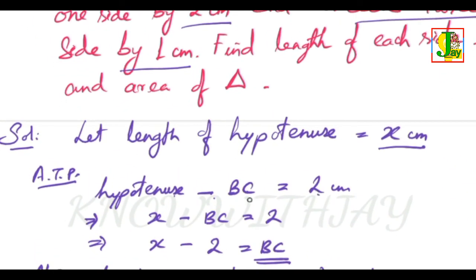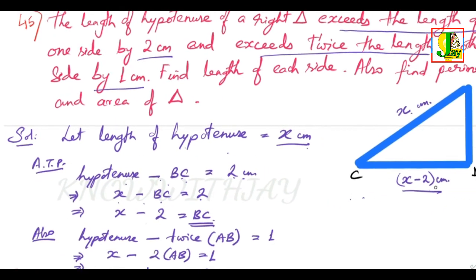So the other side is BC. It exceeds one of the sides by 2 cm. So x minus BC equals 2. We have supposed the hypotenuse to be x. So x minus 2 equals BC. So BC is x minus 2.